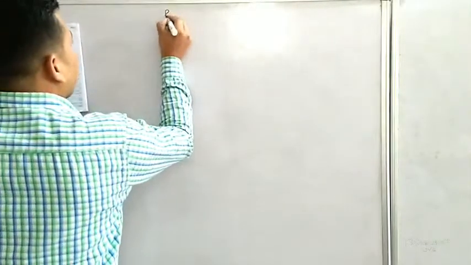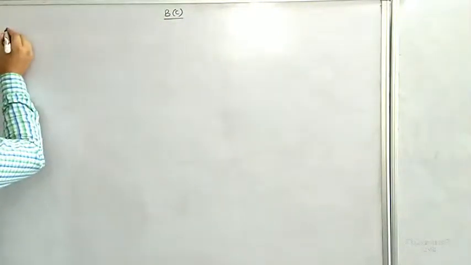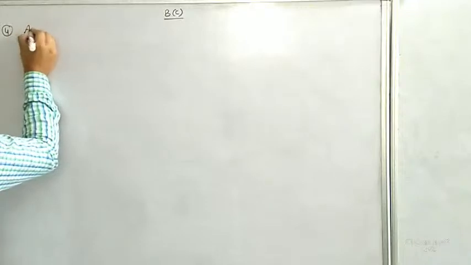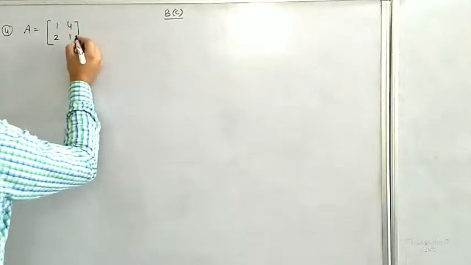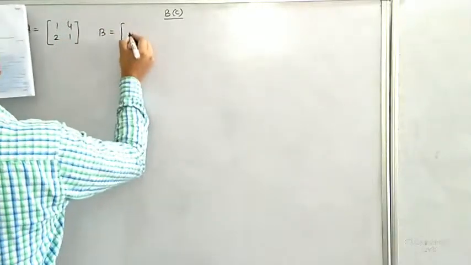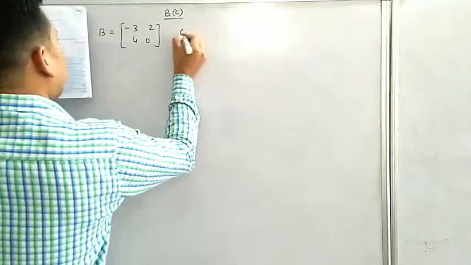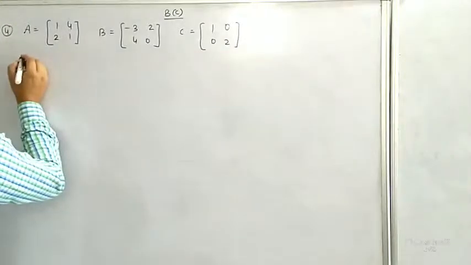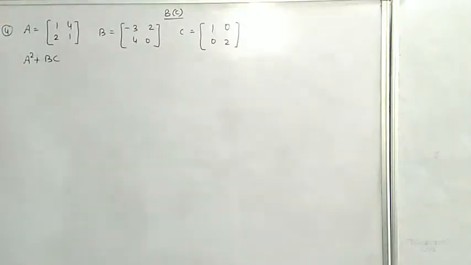Now we are going to exercise 8C, and this is a very simple exercise. Now I am taking question number 4. Fourth: A is equal to 1 4 2 1, B is equal to minus 2 4 and 0, and C is equal to 1 0 0 2. And the question is to simplify, which means calculate the value of A square plus BC.